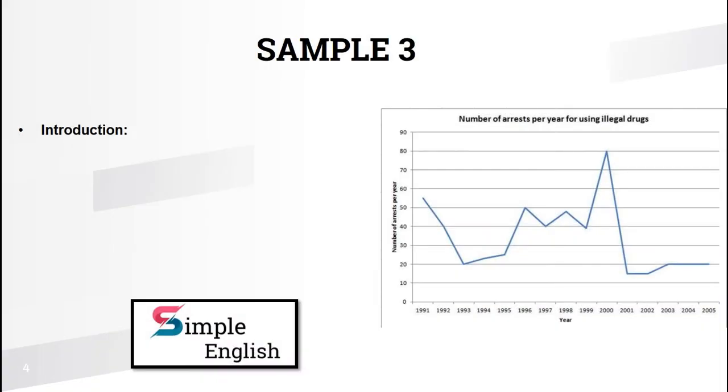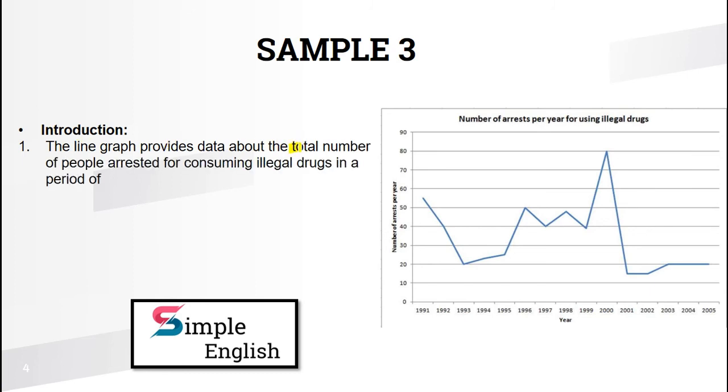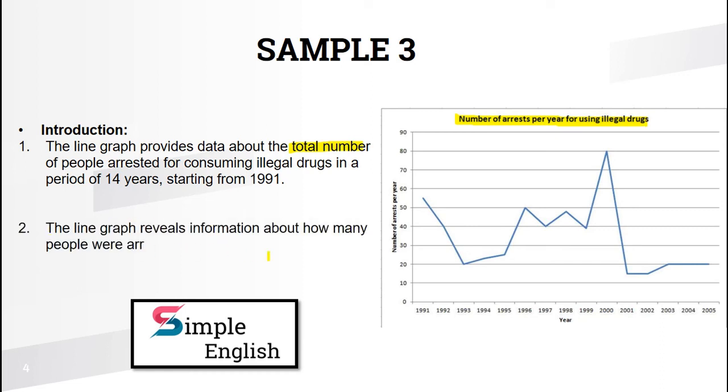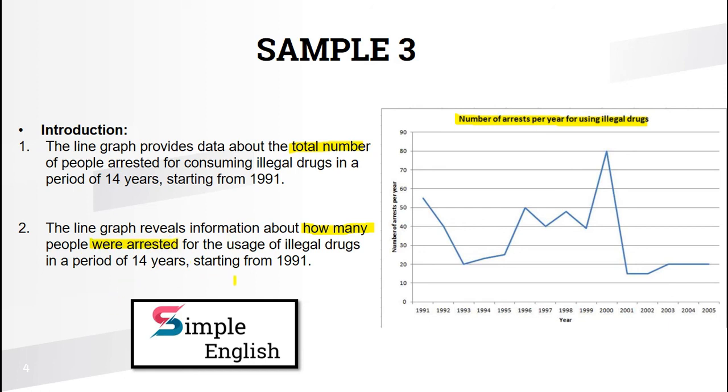Sample number 3, the last sample for today. Again, the first structure: the line graph provides data about the total number of people arrested for consuming illegal drugs in a period of 14 years starting from 1991. This is the number of arrests per year for using an illegal drug. The second structure: the line graph reveals information about how many people were arrested, again a kind of question. The line graph is showing how many something happened, and of course you have to use the passive in this structure: how many people were arrested for usage of illegal drugs in a period of 14 years starting from 1991.